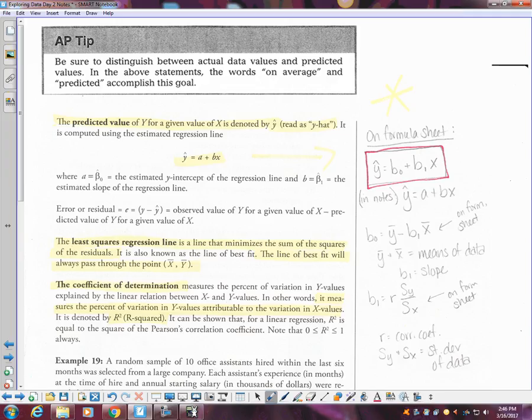AP tip: be sure to distinguish between actual data values and predicted values. In the above statements, the words on average and predicted accomplish this goal. The predicted value of y for a given value of x is denoted by y hat. You guys remember, we spent a lot of time worrying about if our y's had hats on them or not. If it has a hat, it is a predicted value. So y hat equals a plus bx. On our formula sheet, there's your y hat equals b sub 0 plus b sub 1 times x.